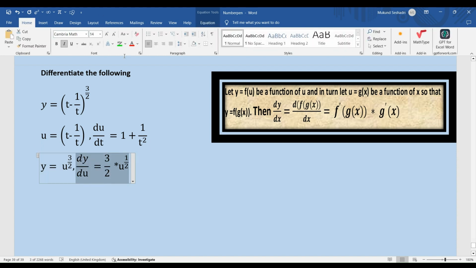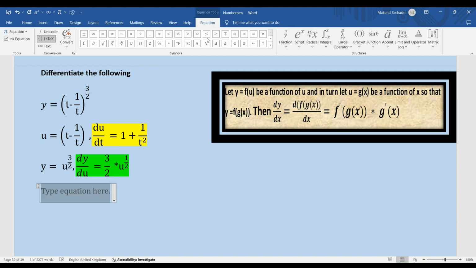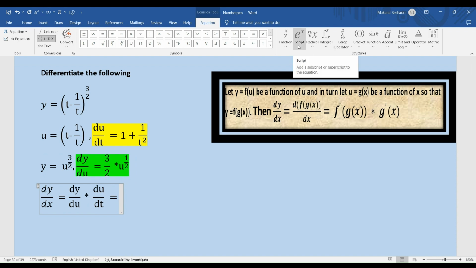So let me highlight the two expressions before we go ahead and apply the chain rule. My dy by du in green and my du by dt in yellow, right? Now what does my chain rule state? My chain rule states my dy by dx equals dy by du into du by dt. And what is my dy by du? My dy by du is 3 by 2 times square root of u, right? Because u to the power half is nothing but square root of u. So let me write that. And then I have my 1 plus 1 by t square.